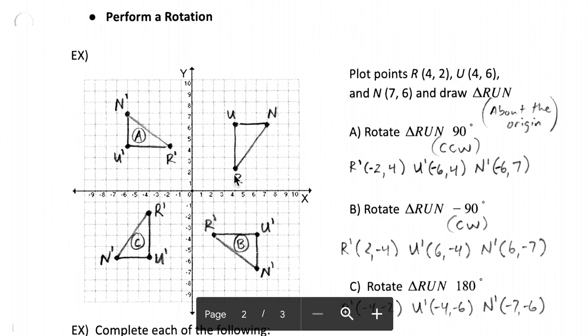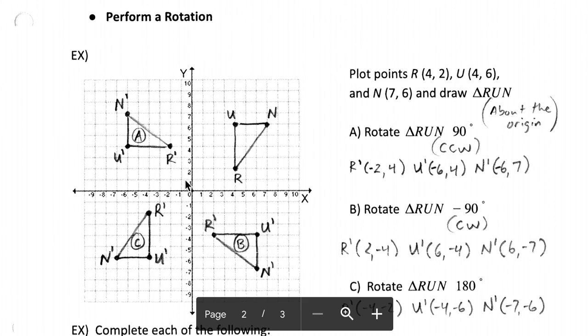So let's take point R. We could connect it to the origin, and we could take a protractor, lay it on that segment, and draw 90 degrees from there. And then measure that segment. And over here on this ray of our 90-degree angle, we can measure the exact same length of a segment, and the end point that we get to would be our new R location.